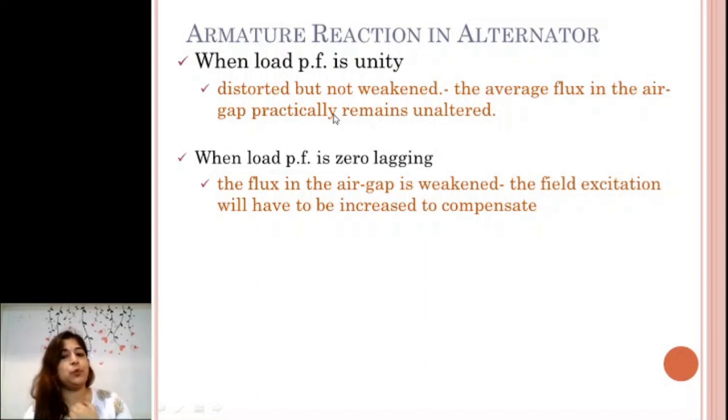The flux gets weakened. Now, if the flux is weakened, and we know that the induced EMF depends upon flux, then if you want the EMF to be constant, you have to keep the flux constant. Now the flux has weakened, so to have a constant EMF, you will increase the field excitation. When you increase the field excitation, the main flux will increase, nullifying the effect of armature flux. Hence, you will get constant EMF.